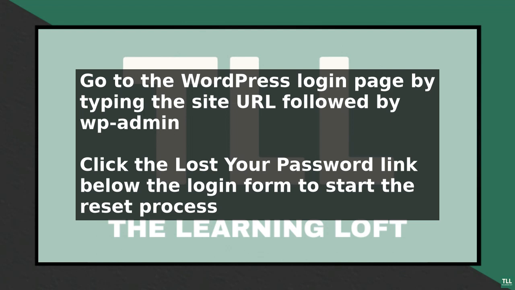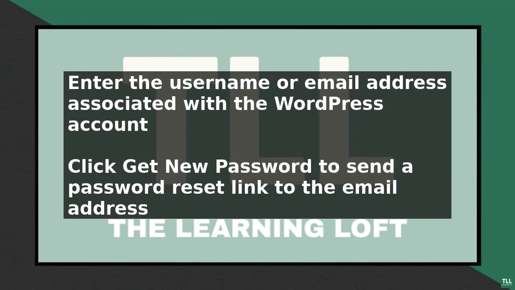WordPress will send a password reset link to the email address associated with your account. Check your email inbox for the password reset email and click on the link provided. This will take you to a page where you can enter a new password. Choose a strong and unique password, and make sure to confirm it by re-entering it in the second field. Click Reset Password to save your new password.